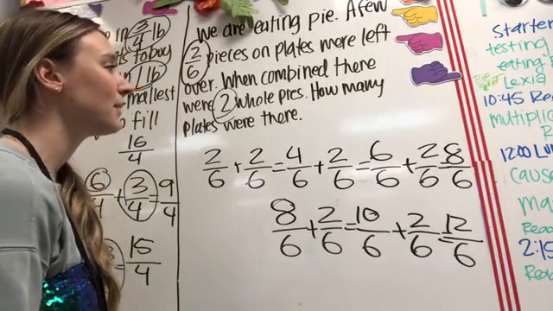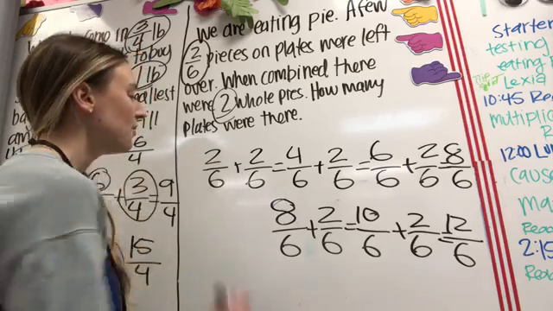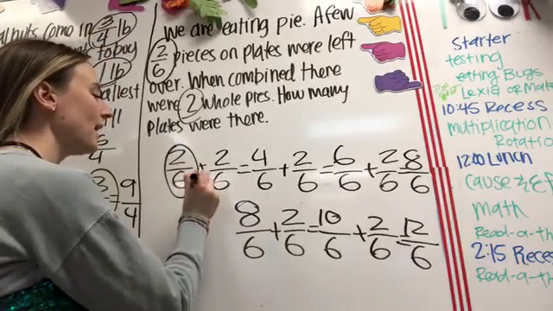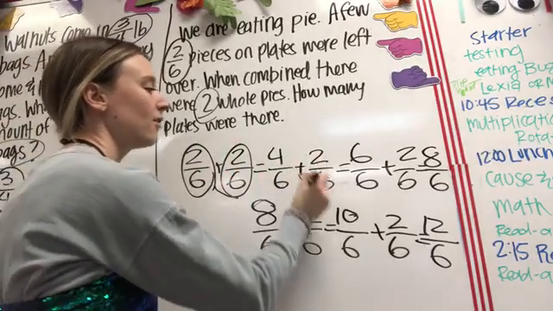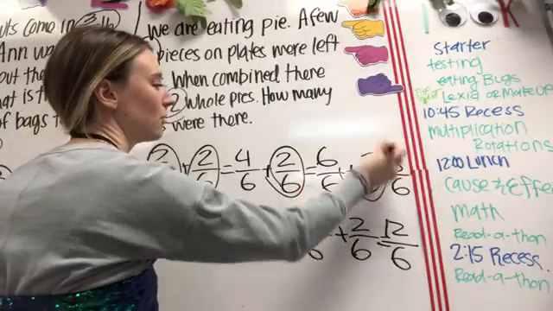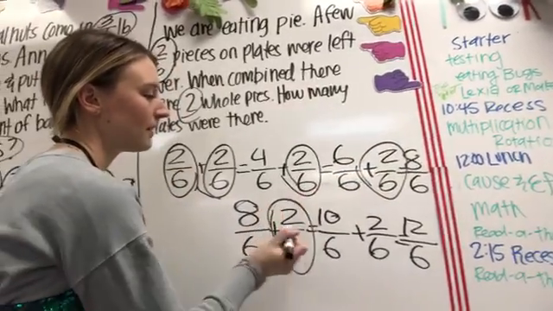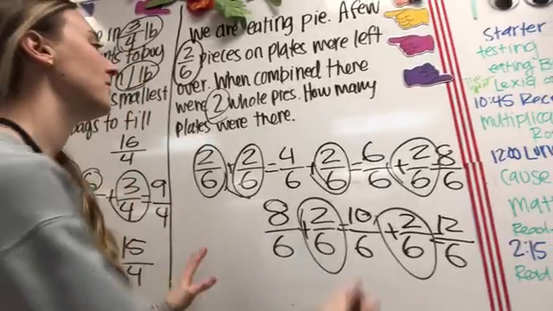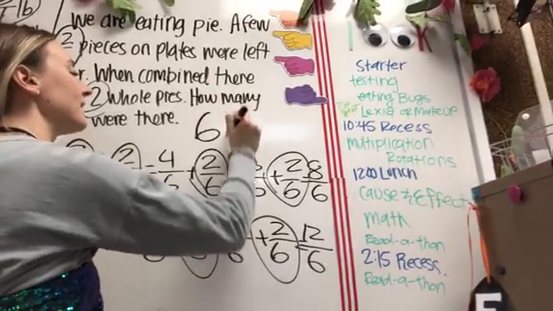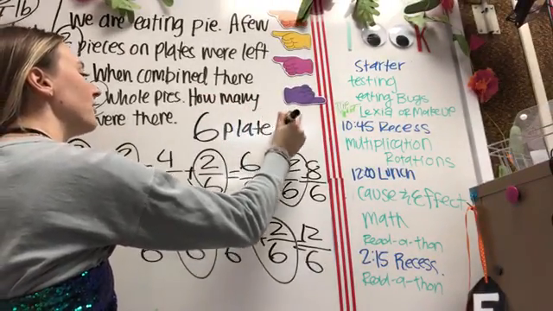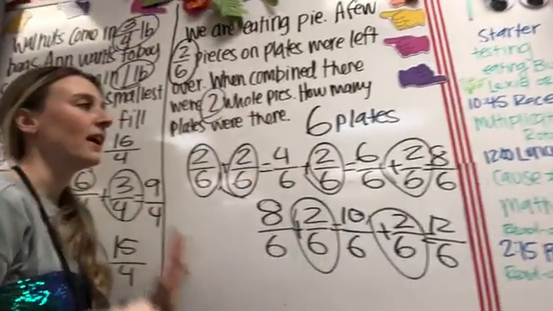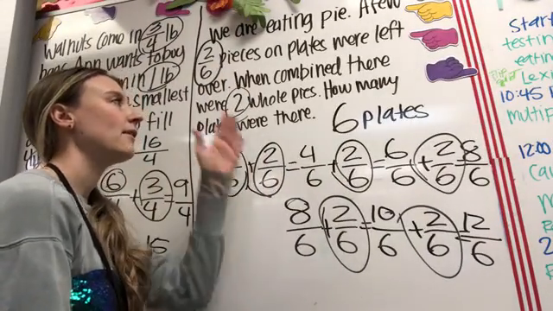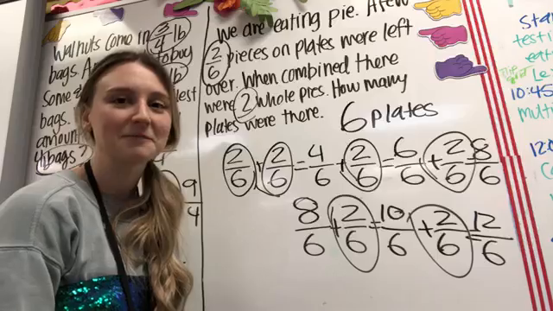So let's see how many plates we had to use for this. We had to use 1 plate of pie, 2 plates of pie, 3 plates of pie, 4 plates of pie, 5 plates of pie, 6 plates of pie. So how many plates were there? There were 6 plates of pie, and each of those 6 plates had 2/6 on them. And when you added them all up, you got to 2 whole pies.